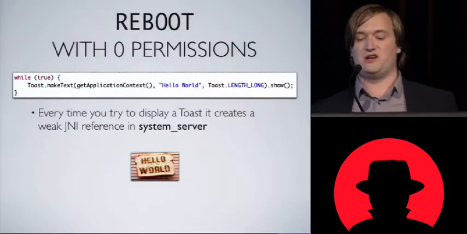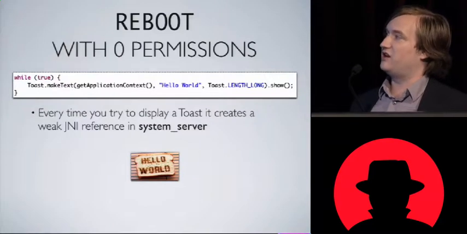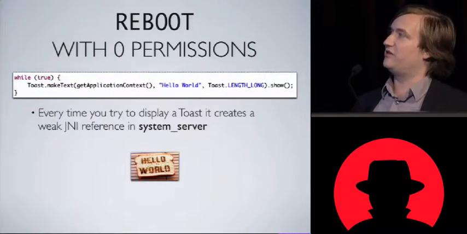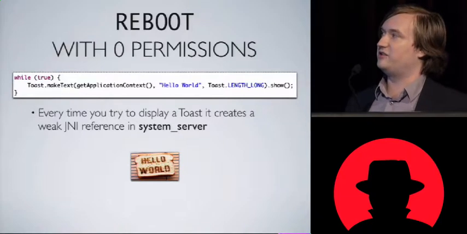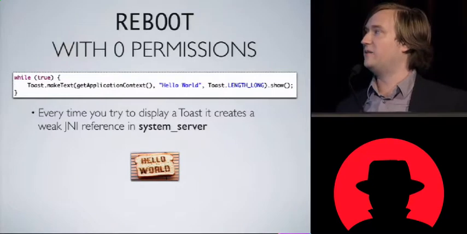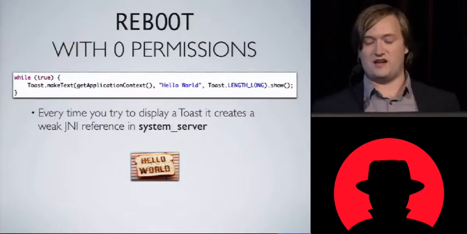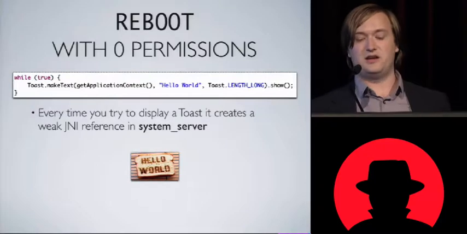So here's just a simple, this is kind of the hello world of creating a toast. You can just easily call this helper method and display a toast on the screen, and then all I've done is throw it inside an infinite loop. And every time that you create a toast, it actually creates a weak JNI reference in the system server.